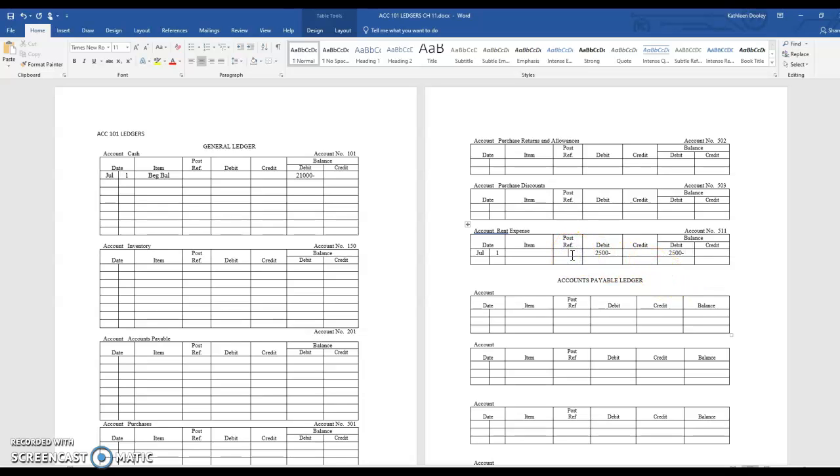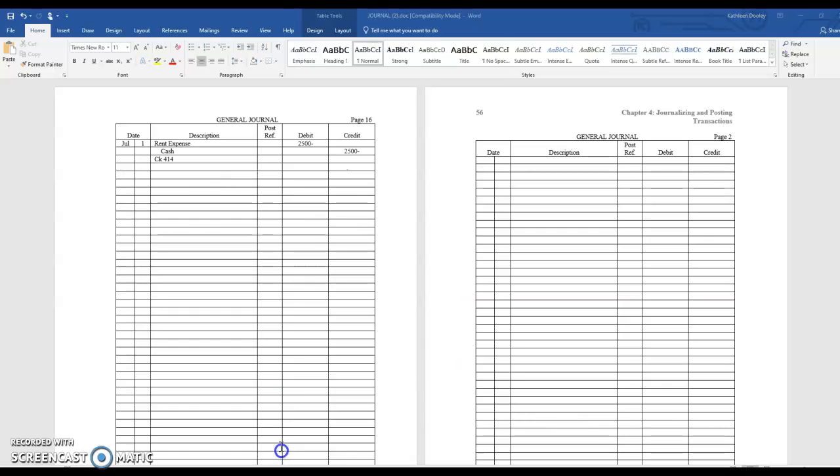Where did this come from? GJ16. And I go back to the journal and I put in what account number was this that I posted that to.